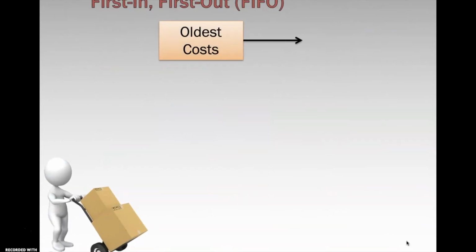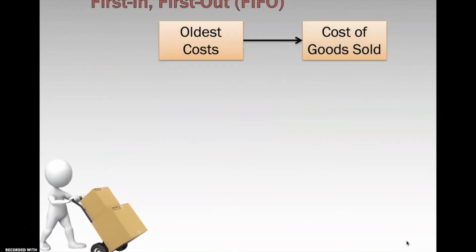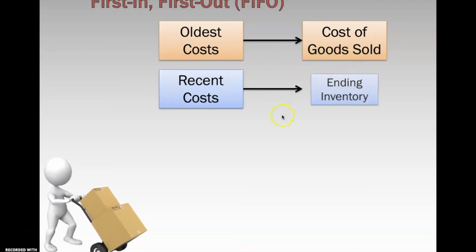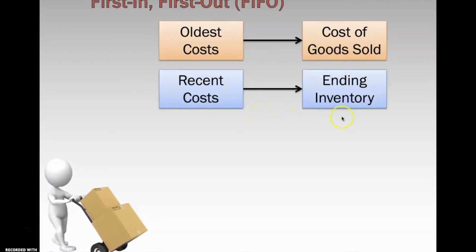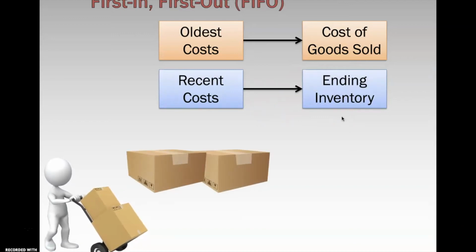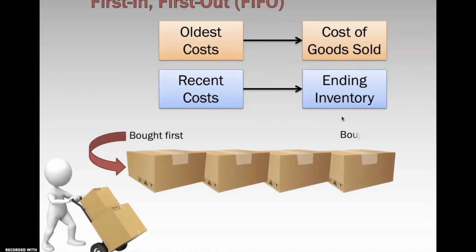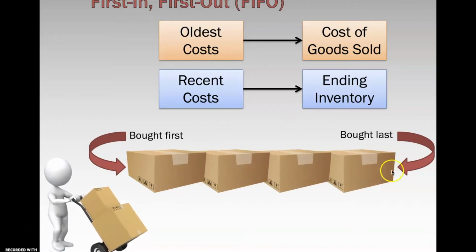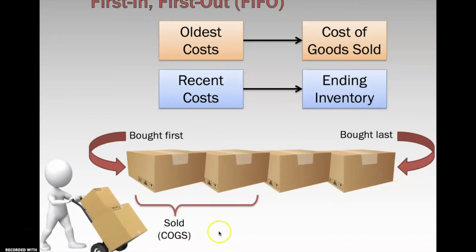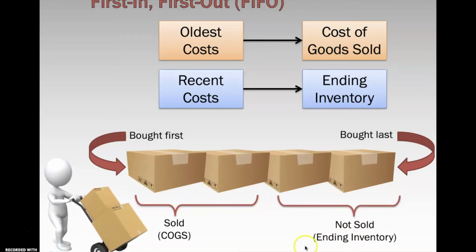Next, we'll learn about FIFO, first in, first out. So we're assuming that the oldest goods we bought, the things that came the longest time ago, are what we sold. And the stuff that we recently bought would be part of our ending inventory. So here's a visual representation of it. We bought these boxes. These are the first ones we bought. These are the last ones. And we're going to assume that the ones we sold came from the first order, and what we still have left in our ending inventory comes from our last order.